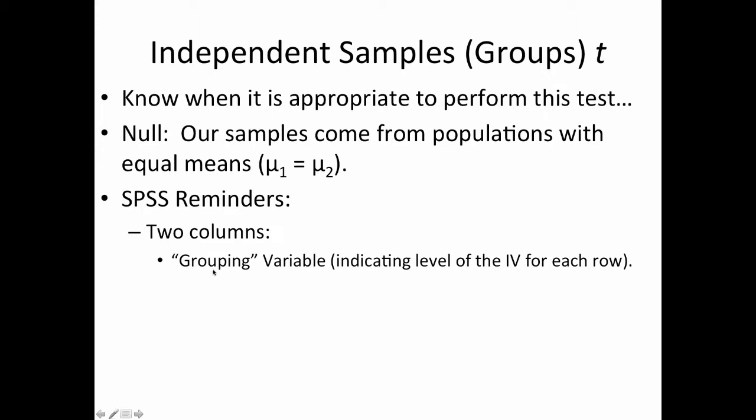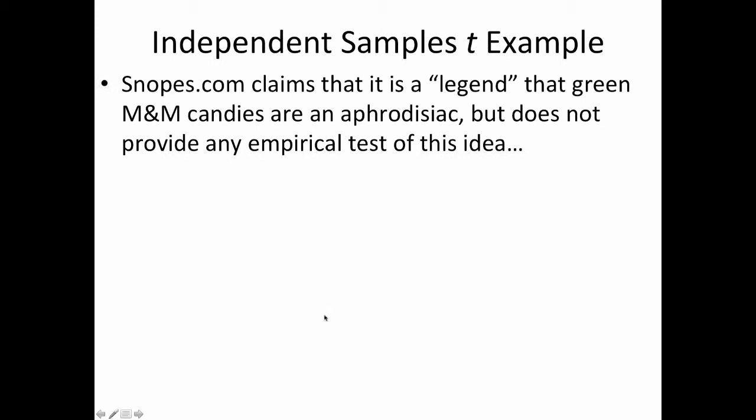So one of our columns will be a grouping variable, which is going to indicate the level of the independent variable for each row. And then a dependent variable, and as you know, because we're doing a t-test, this needs to be interval or better data, otherwise the t would not make sense to do. Let's talk about an example.